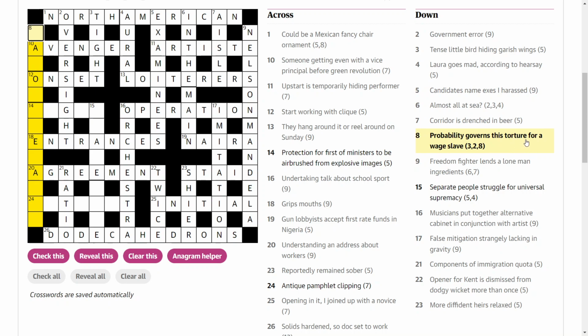When you see words like torture, it looks like it could be an anagram. It's the right number of letters, isn't it? Probability governs this. Law of averages. There, that's an anagram of for a wage slave. Okay, we're nearly there. Protection for first ministers to be airbrushed from explosive images.